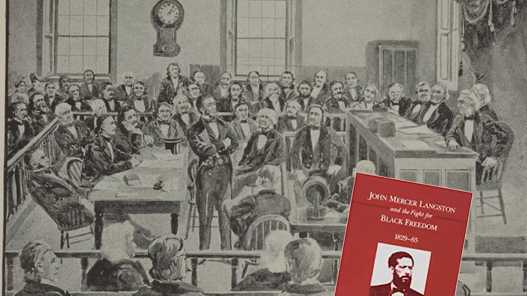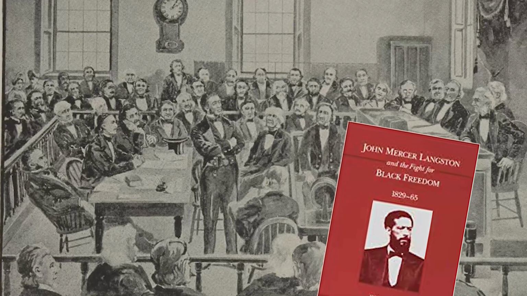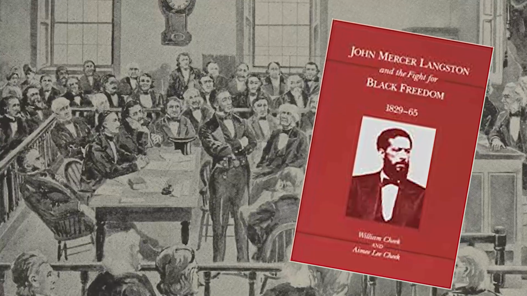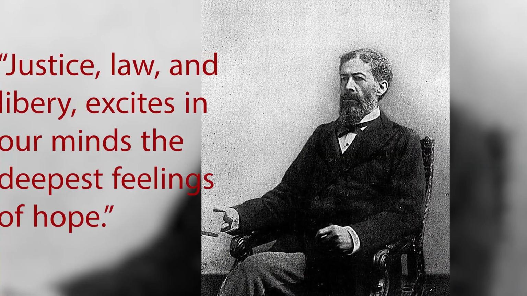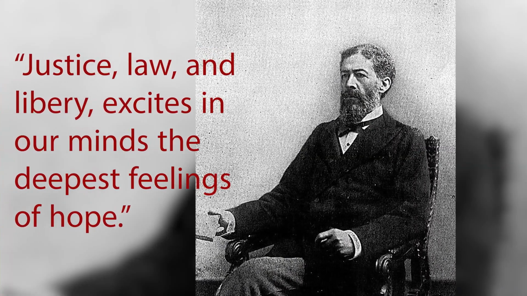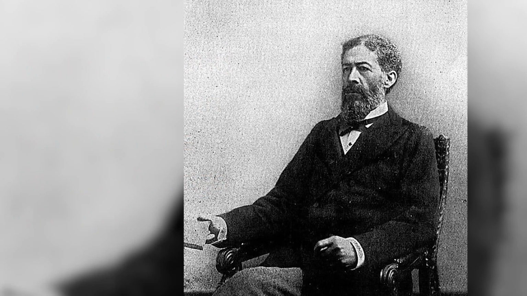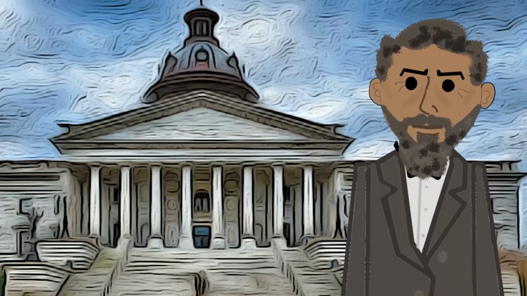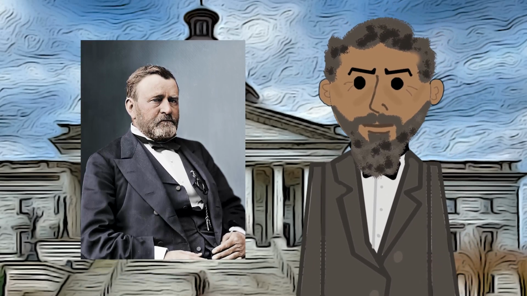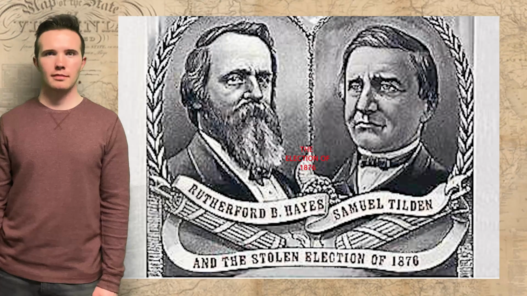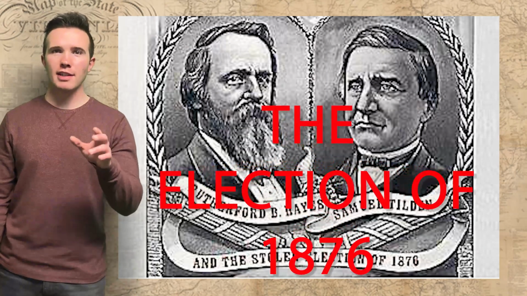Langston was hopeful and was able to spread that hope in a 16-page letter he wrote. He refers to the principles and the foundation of the country. "Justice, law, and liberty excites in our minds the deepest feelings of hope." He can see the importance of the Reconstruction and works to educate and inspire people to keep moving up. Langston, who worked closely with Grant, also worked with future President of the United States, Rutherford B. Hayes. The election of 1876.